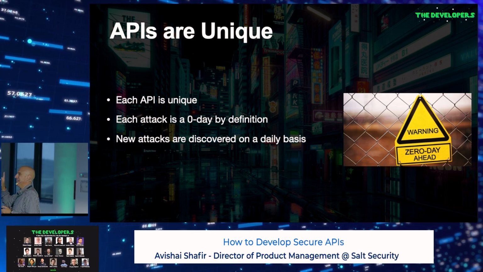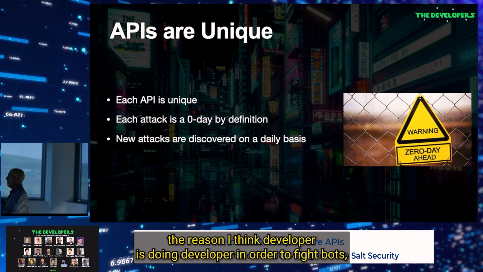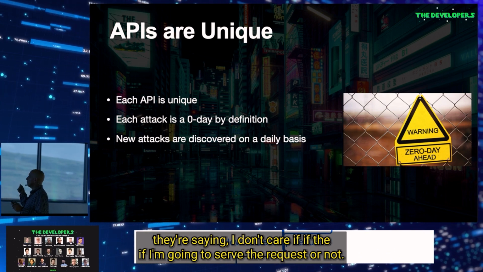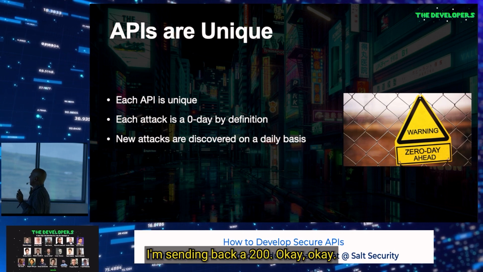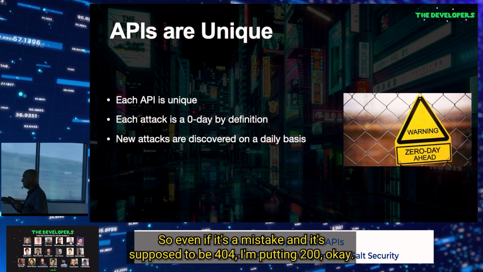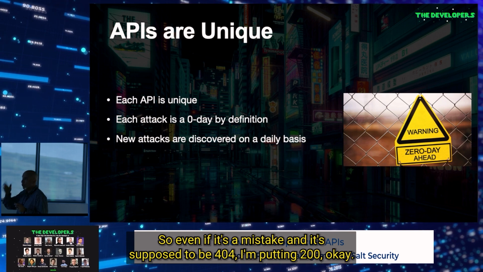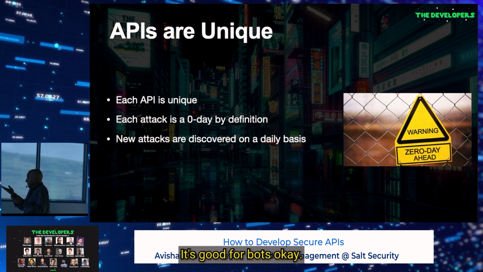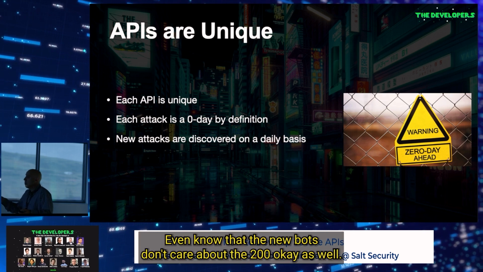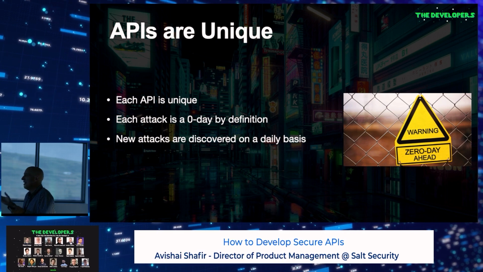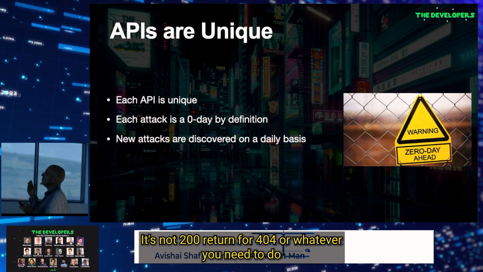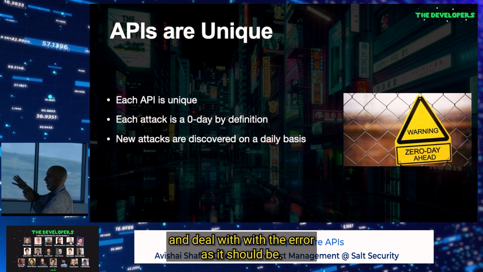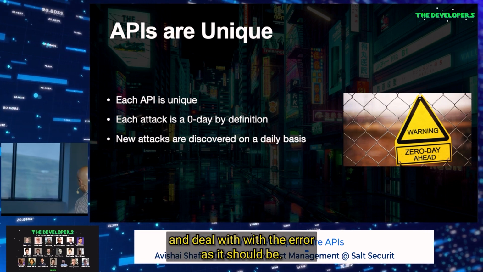By the way, the reason I think a developer is doing this, in order to fight bots, they're saying, I don't care if I'm going to serve the request or not, I'm sending back a 200 OK. Even if it's a mistake and it's supposed to be 404, I'm putting 200 OK, and then I'm writing something in the response that it was not OK. It's good for bots, okay? Even though the new bots don't care about the 200 OK as well. But then you are confusing everyone. It's not 200, return 404 or whatever you need to do and deal with the error as it should be.